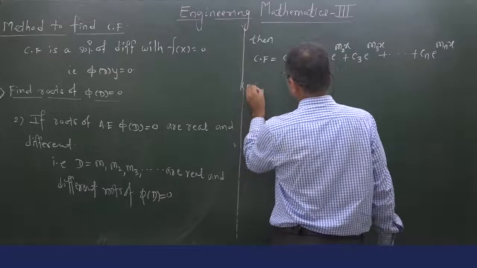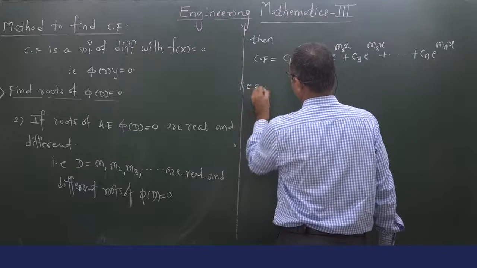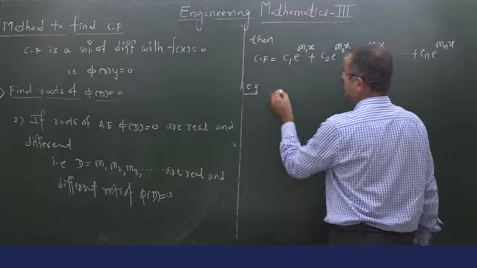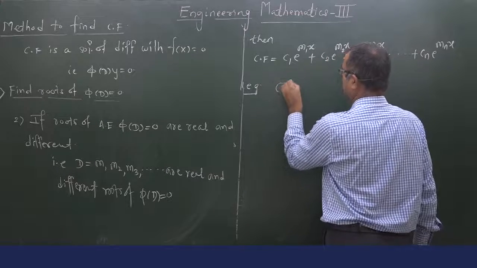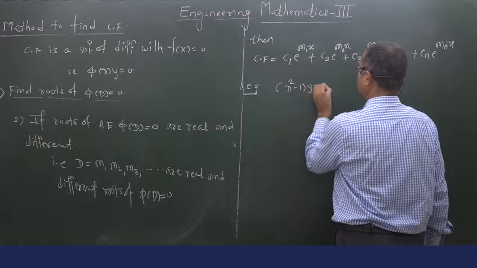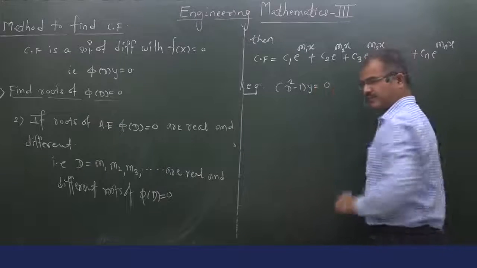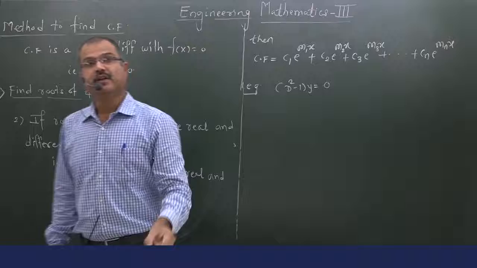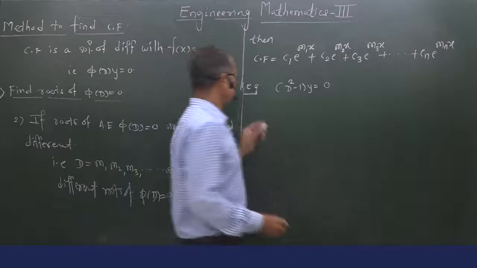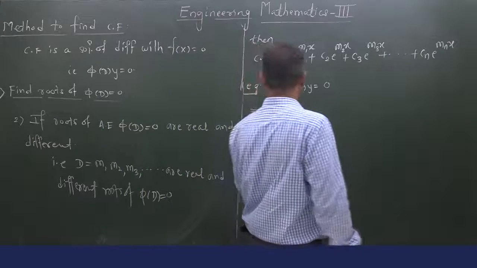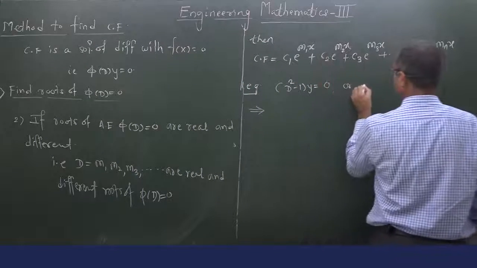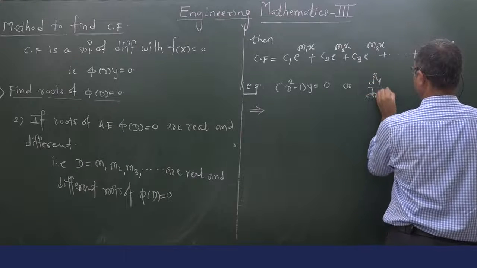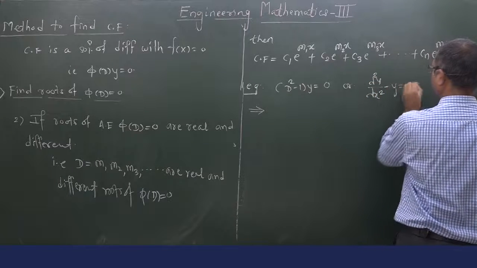For example, if I have such type of equation like (D square minus 1) y is equal to 0. If you want to calculate the solution of differential equation (D square minus 1) y is equal to 0, or sometimes this equation is given like this, d square y by dx square minus y is equal to 0.